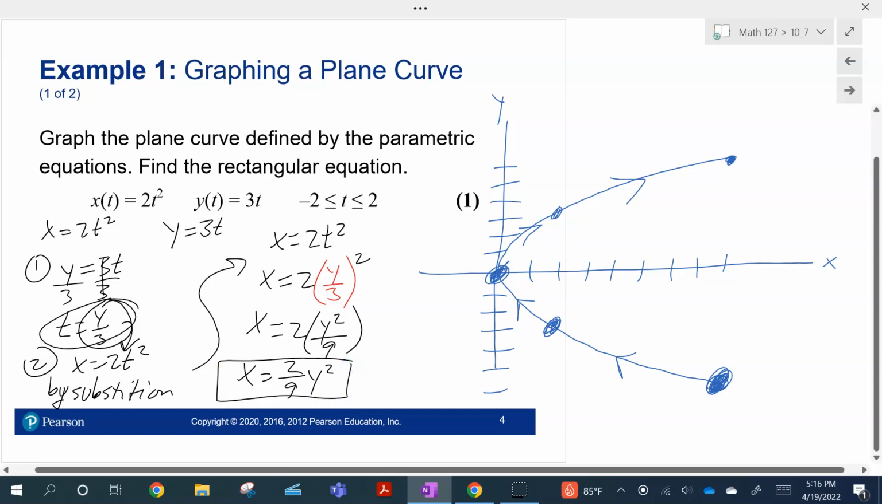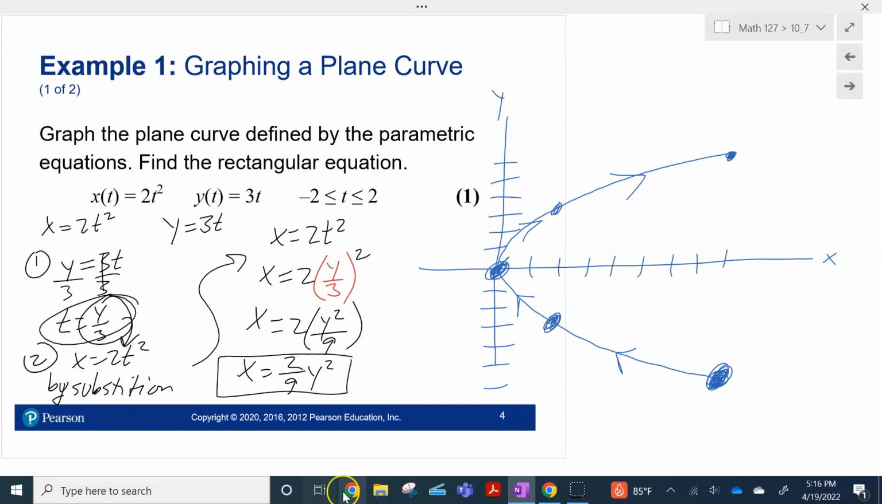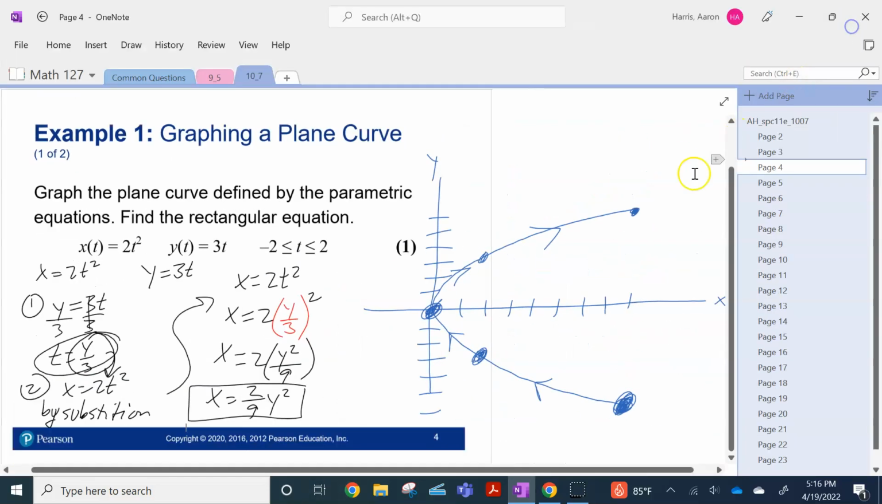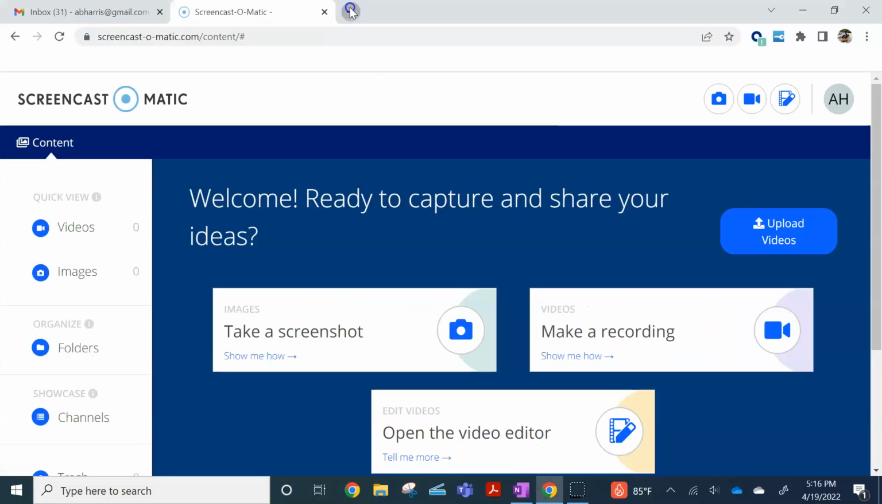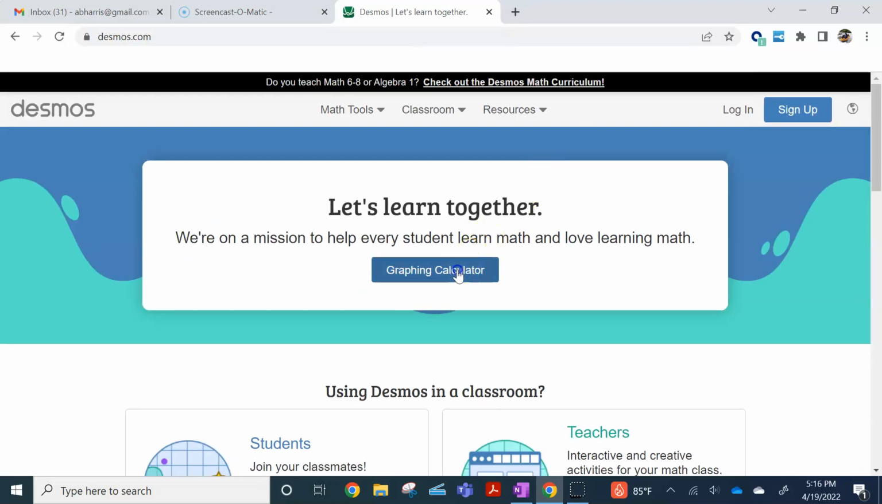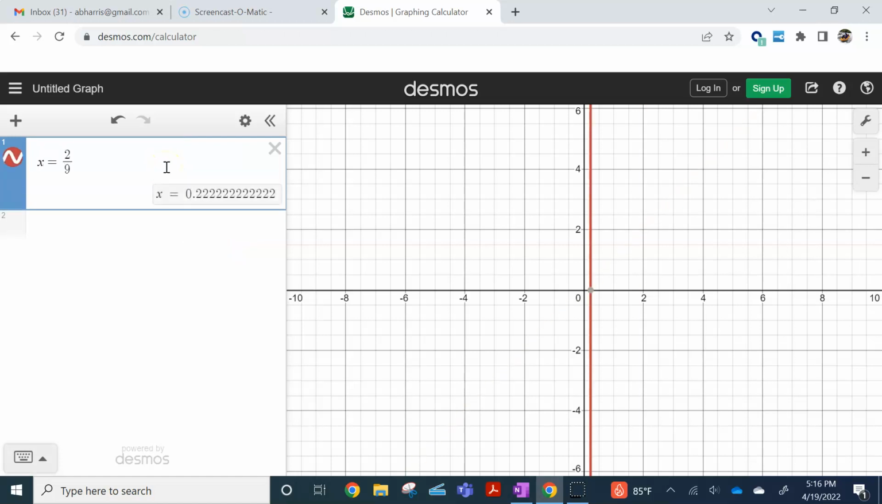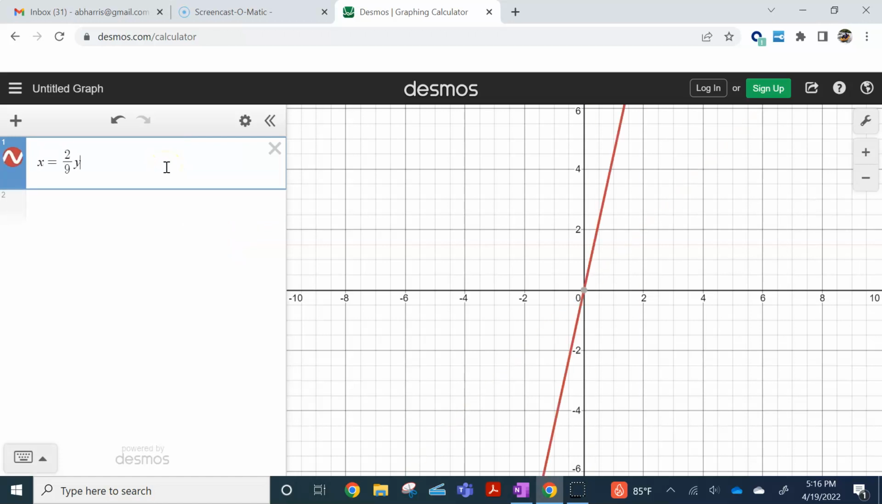So if we made a table with this equation, we would get the same graph that is shown right there. In fact, let me pull that up for you on decimals. X equals 2 9ths y squared, just so you can see that.